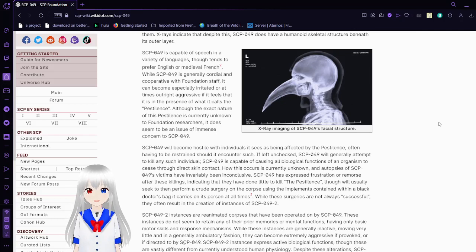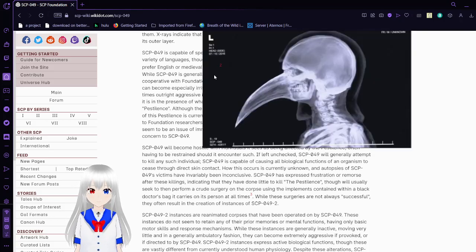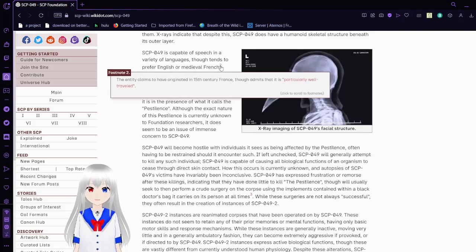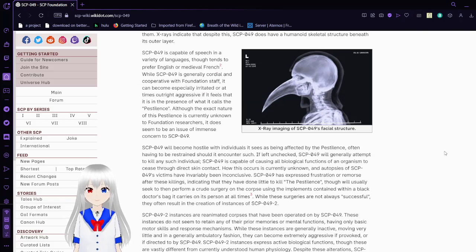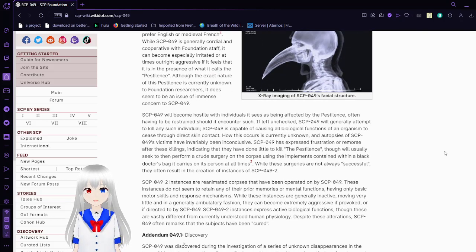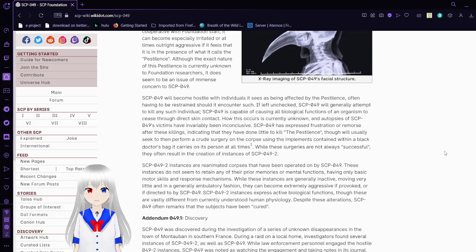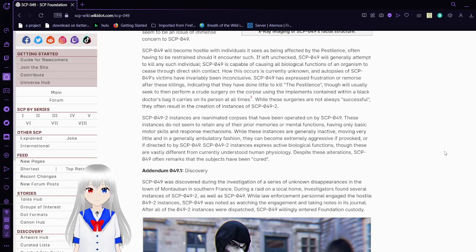SCP-49 is capable of speech in a variety of languages, though it tends to prefer English or medieval French. It claims to have originated in 15th century France, though admits that it is particularly well traveled. While SCP-49 is generally cordial and cooperative with Foundation staff, it can become especially irritated or at times outright aggressive when in the presence of what it feels is the cause of the pestilence. Although the exact nature of the pestilence is currently unknown to Foundation researchers, it does seem to be an issue of immense concern to SCP-49.